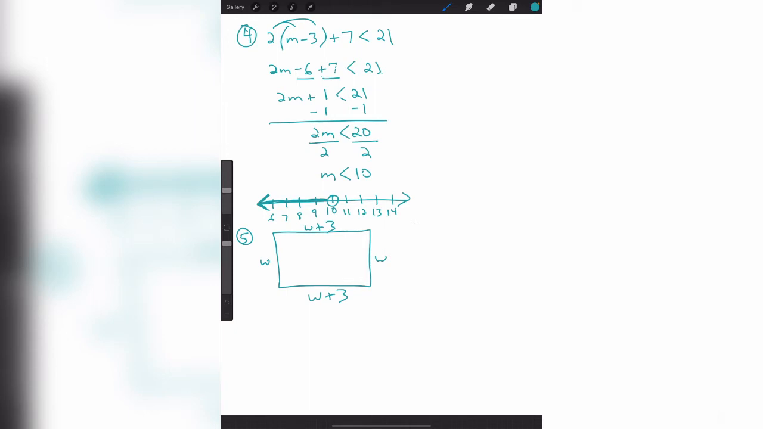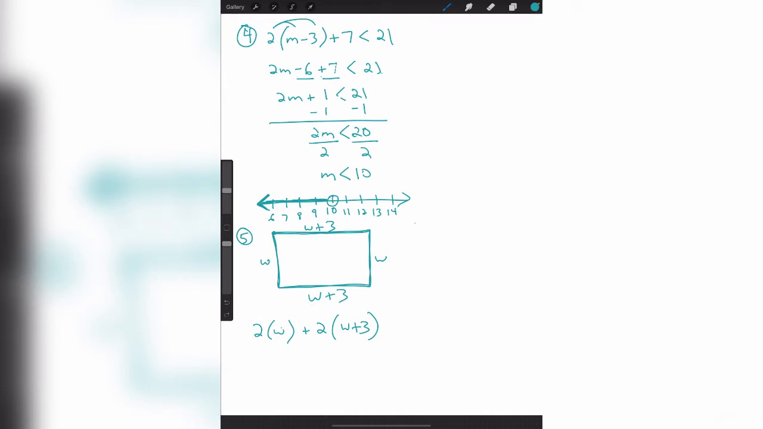And it says the perimeter, what it takes to go, basically, is to start from here and go all the way around, whatever that measurement is. The perimeter is going to be less than 52 inches. So what I could do here is say, all right, 2 times the width, because I have a W here and a W here, plus 2 times W plus 3, which is right here. We have 2 of them.